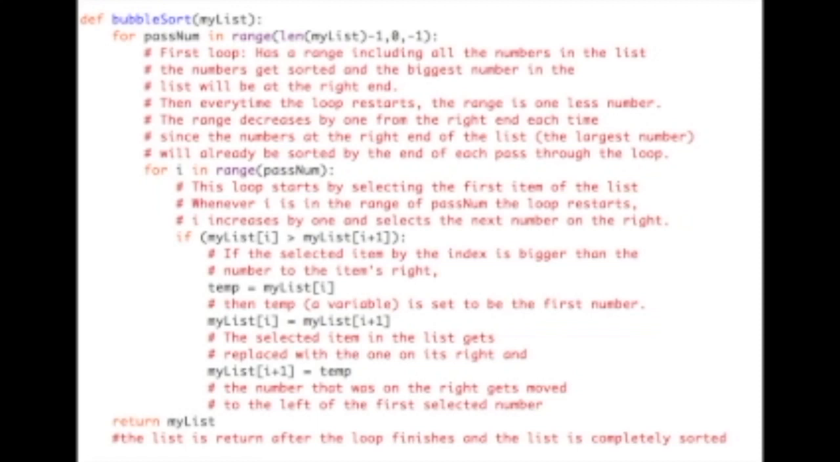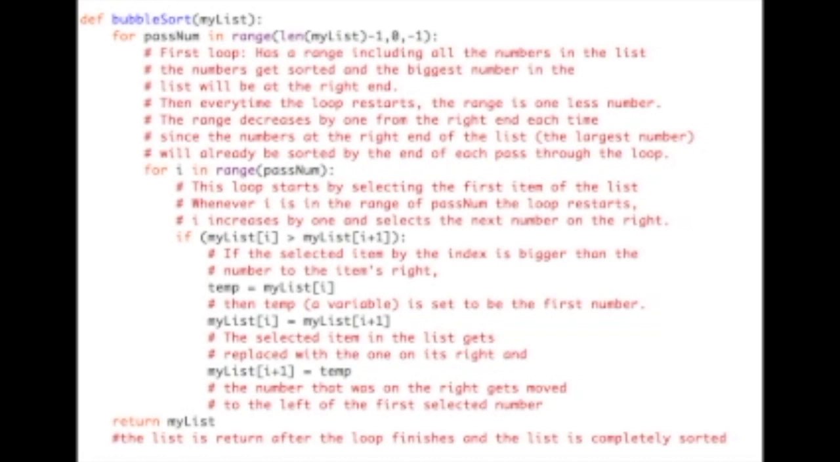In this if statement, it's stating that if the selected item is a bigger number than the item to the selected item's right, then those two items will be switched and their positions will be switched. However, if the selected item is smaller than the object to its right, then it will not be switched.